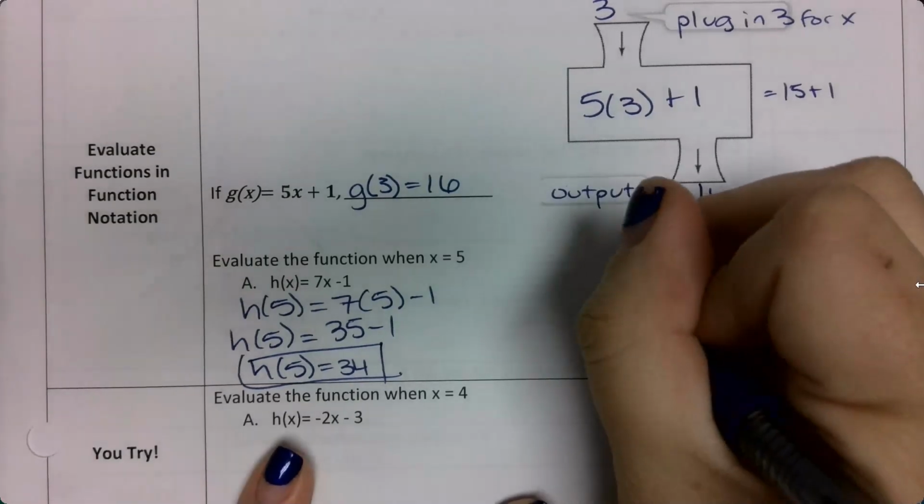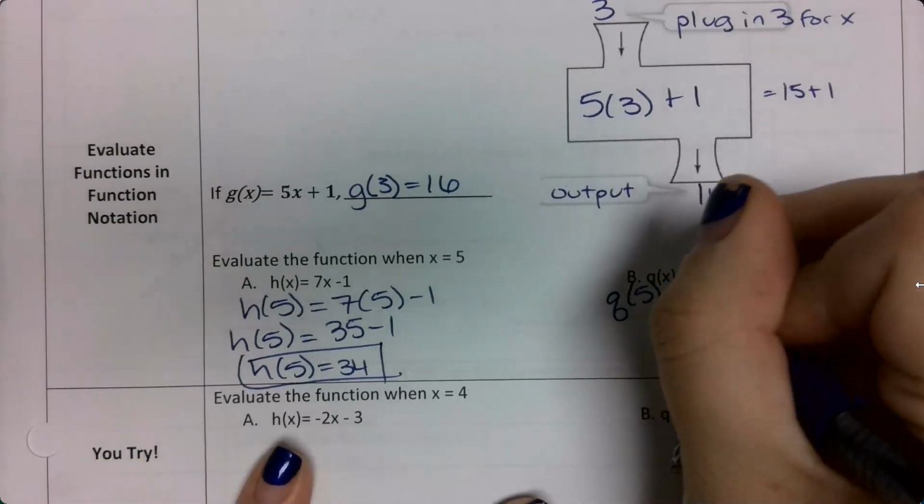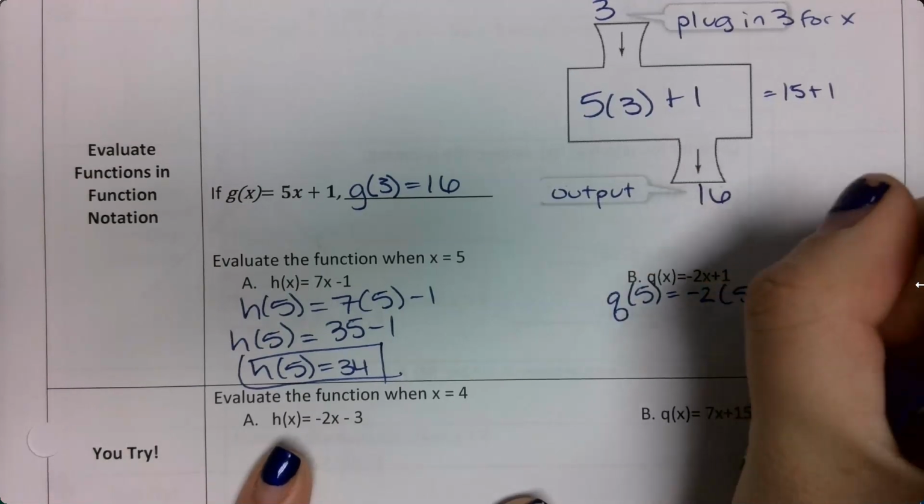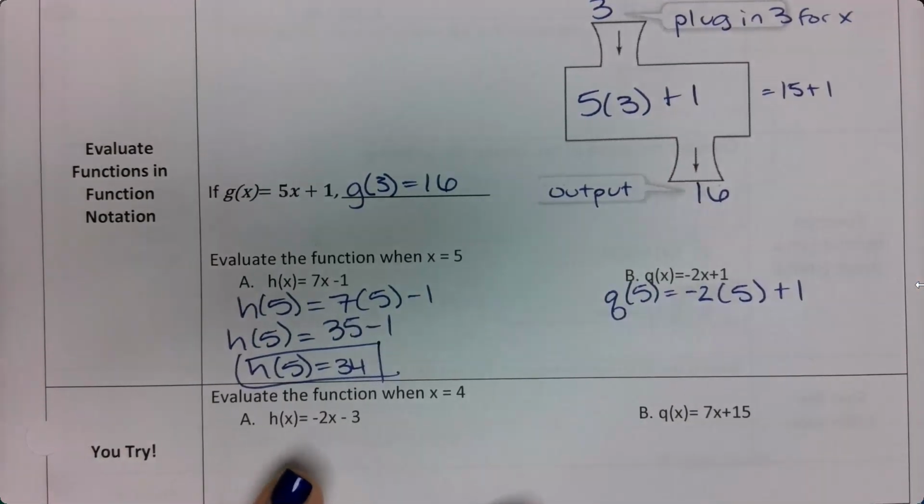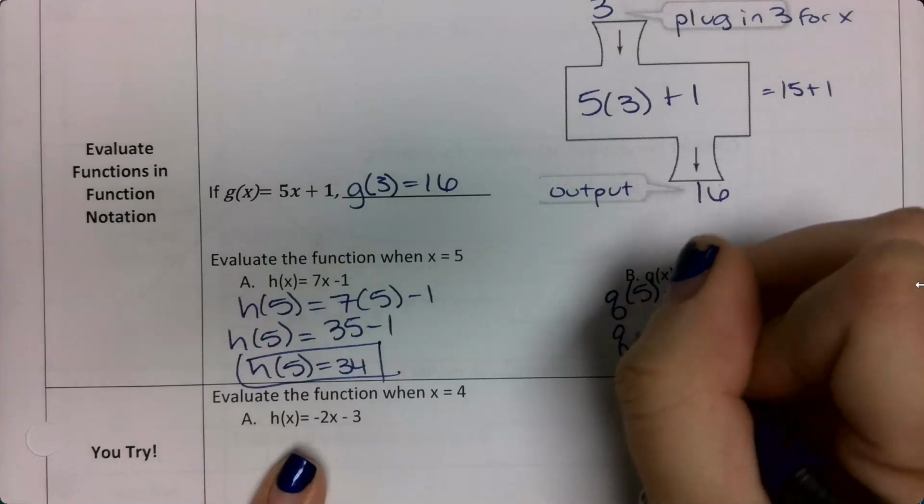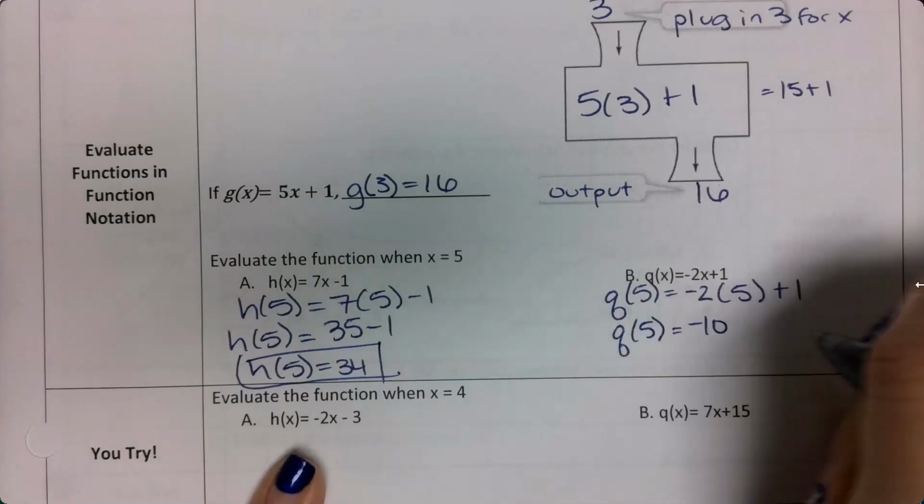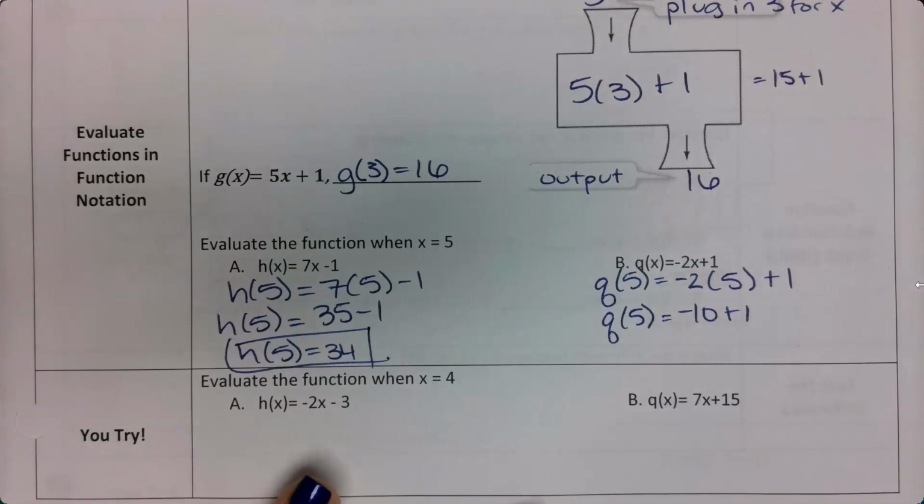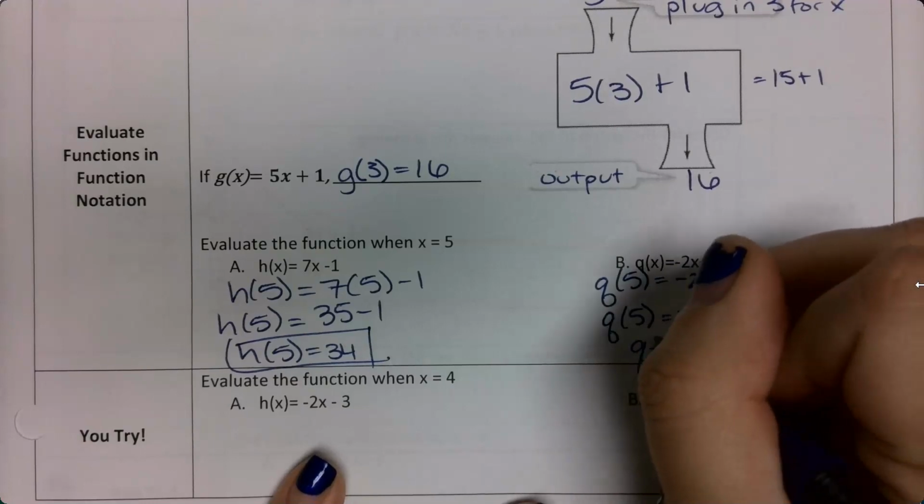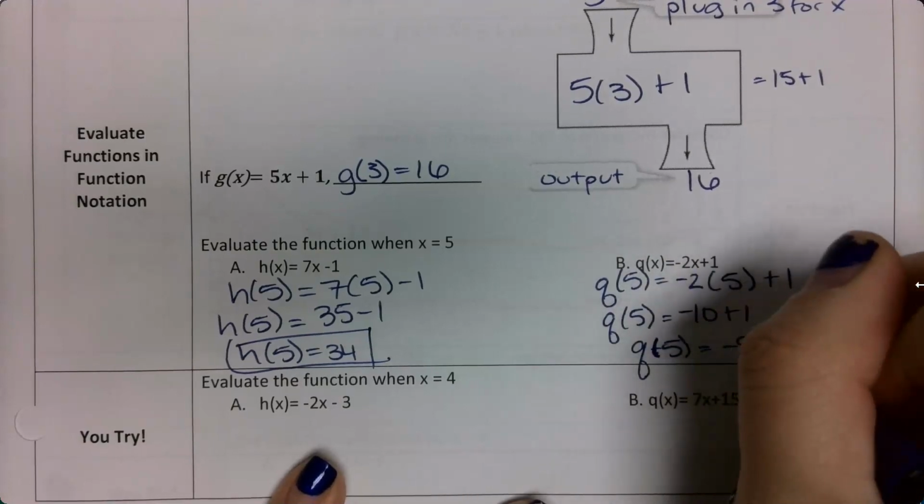Okay, so same idea for b. I'm still plugging in 5 for x. What is negative 2 times 5? And then negative 10 plus 1? Negative 9.